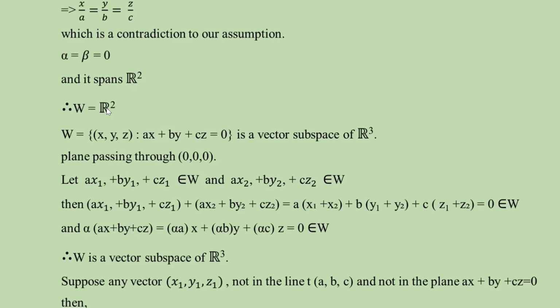Suppose, here in R3 we have four possibilities. The first one is dimension 0, which is (0, 0, 0). For dimension 1, the lines passing through origin, and for dimension 2, planes passing through origin. So we just completed the first two cases, and now we have to discuss the case of planes passing through origin.